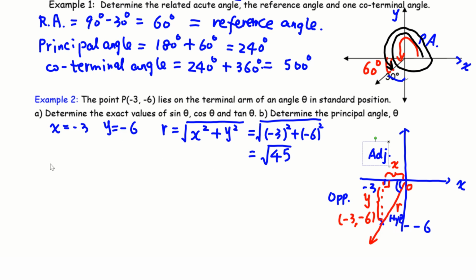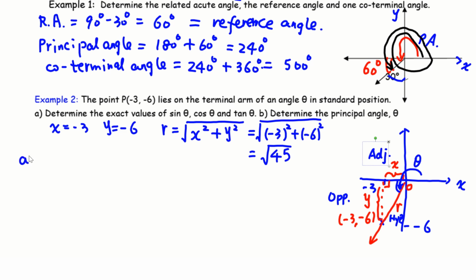We know the definition for this, so we use theta to represent this principal angle, this angle, with the same terminal arm. It doesn't matter whether this angle is a principal angle or a co-terminal angle, as long as the terminal arms are the same, then the sine, cosine, tangent will be the same. You will create the same right angle triangle here.